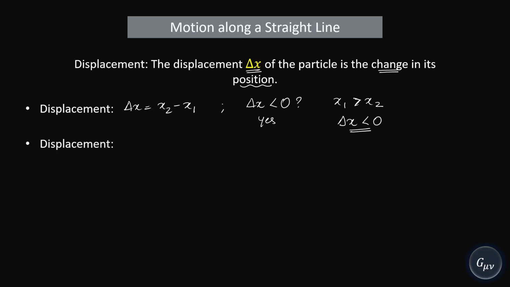Another important point about displacement is that it is a vector quantity. It is not a scalar quantity. The position of a particle, on the other hand, is a scalar quantity.